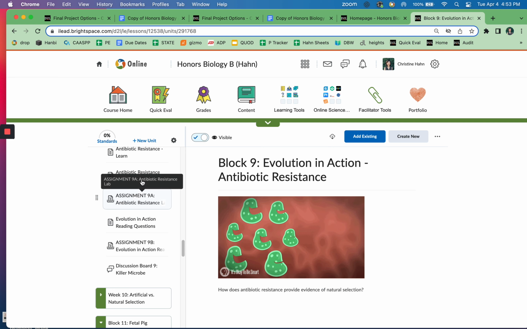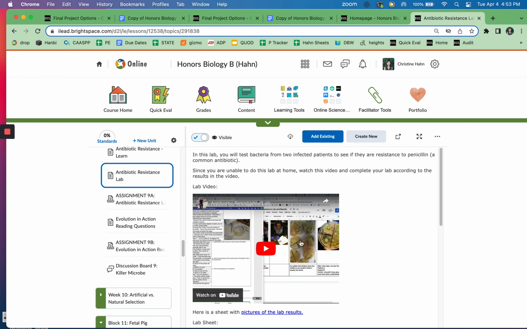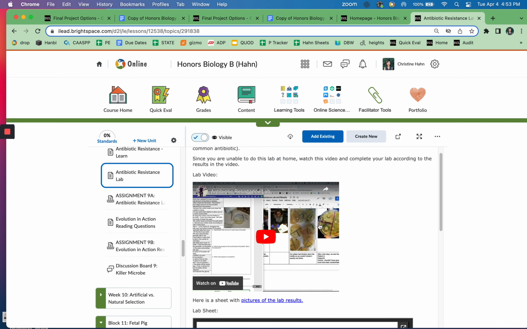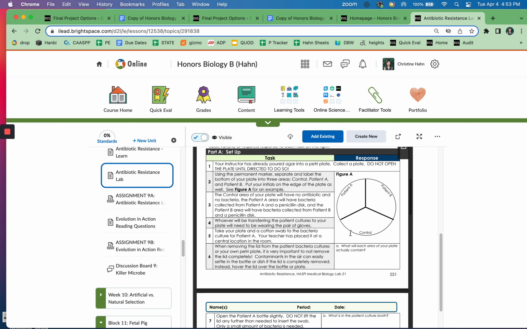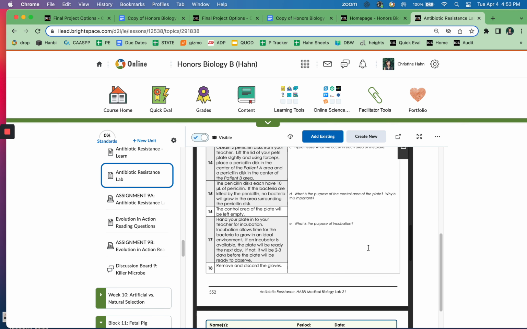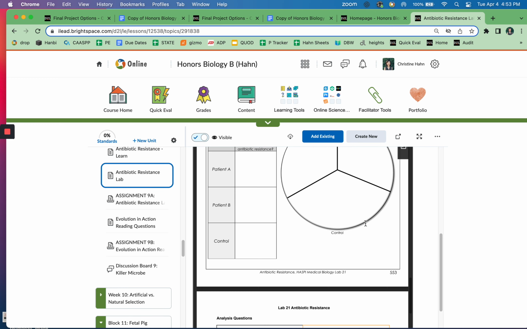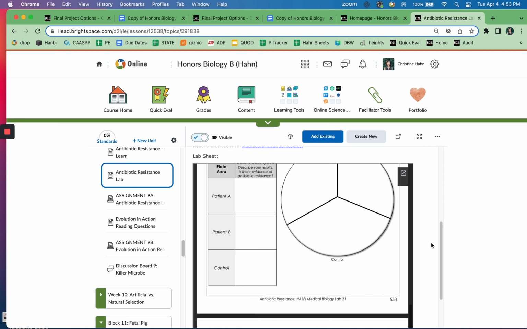Antibiotic resistance, they learn about that, and I usually do this in the classroom when I was teaching in the classroom, but I recorded the results of one of these labs. They still have to work through the lab and set it up and explain what happens, and then they sketch the results from my video demonstration.